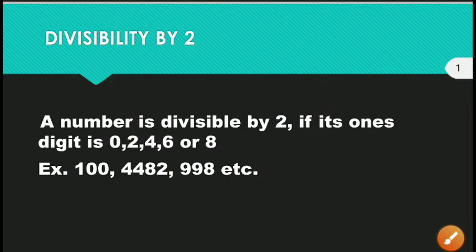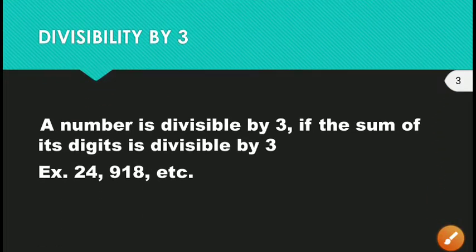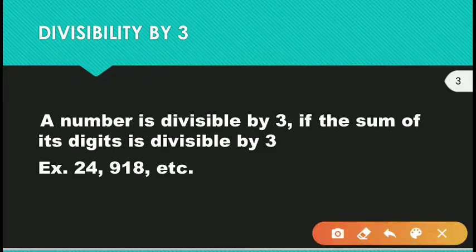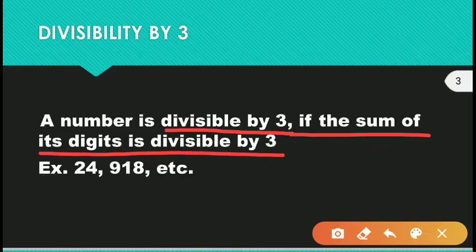That's it. Clear? Now the next divisibility test is for 3. What is the statement? A number is divisible by 3 if the sum of its digits is divisible by 3. In the case of 3, if the sum of the digits is divisible by 3, then you can say that the whole number will be divisible by 3.